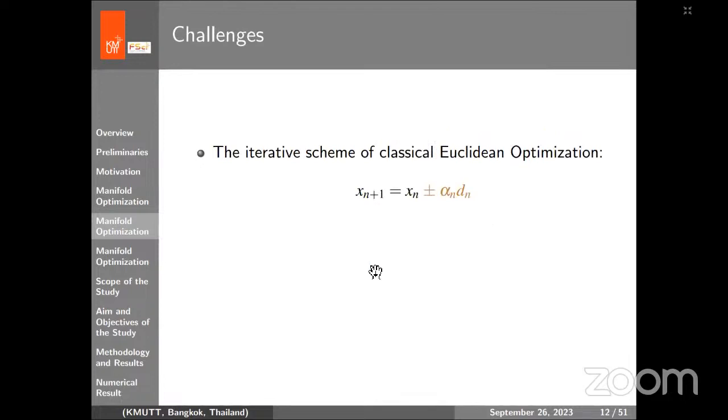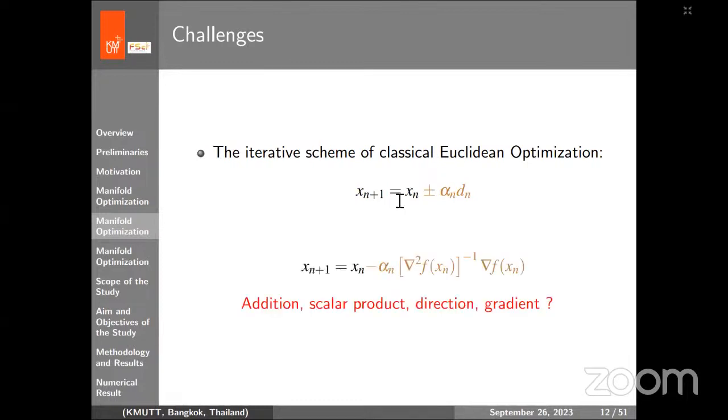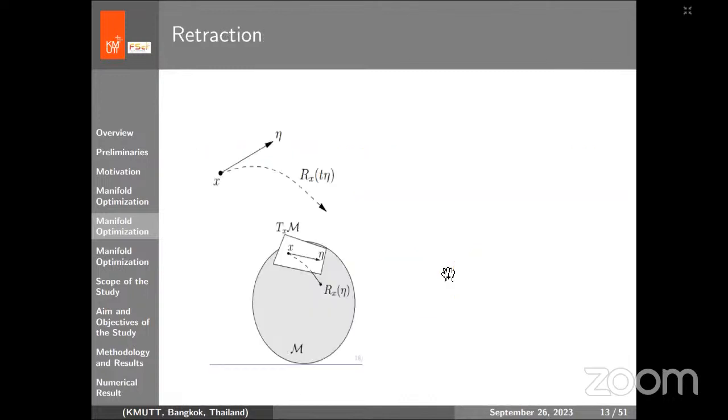Now, the general iterative scheme in classical optimization problems is given by this, whereby it is linear in nature. We have scalar multiplication, and we have addition as well as subtraction. This form of scheme is normally the iterative scheme for steepest descent and some conjugate gradient algorithms. And the iterative scheme here is for the Newton method. The major challenge in Riemannian or manifold optimization is the issue of linearity, whereby we cannot clearly have addition as well as scalar product, and this direction is not on the manifold, rather it is on the tangent space. So based on that, we need a replica of these tools.